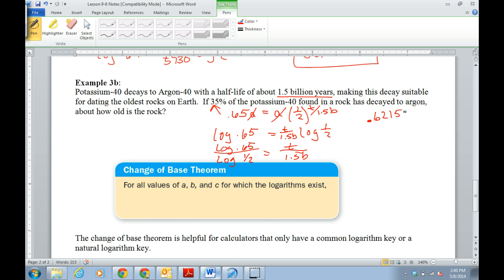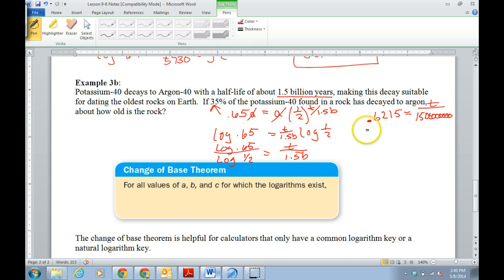Well, how many do we need? So log of 0.65 divided by log of 1/2. Is that what you guys got? Okay, so that is all over t of 1 with 1, 2, 3, 4, 5, 6, 7, 8 zeros. If I multiplied this times this, 1.5.